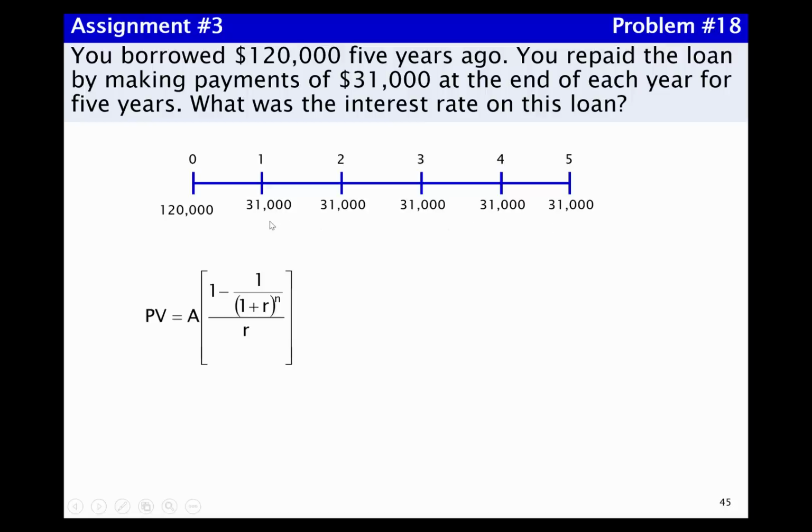Now I could write this with 5 present value, future value amounts and add them together. I chose instead to use the present value of an annuity. The present value is 120,000 at time 0. The annuity payment is 31,000. 1 minus 1 over 1 plus r, where r is the unknown, to the 5th power, all that divided by r. And I've got to solve that for r.